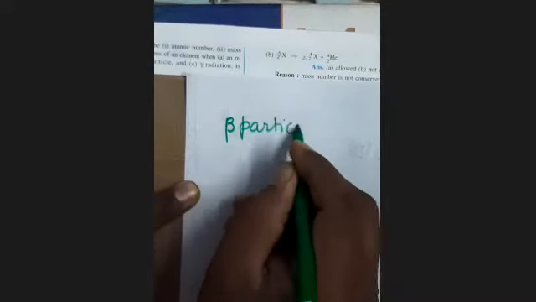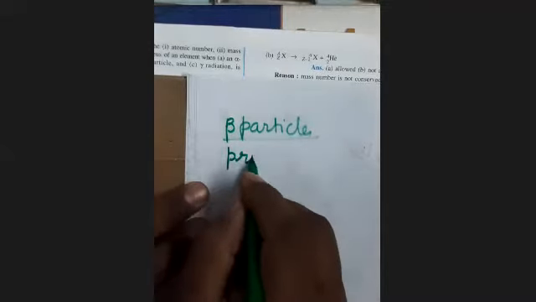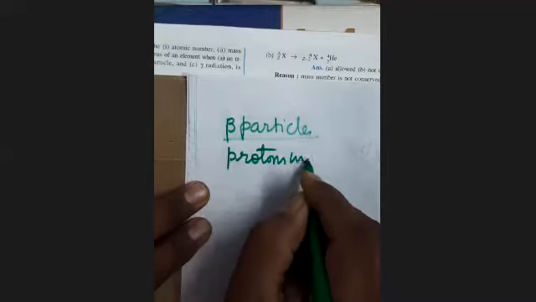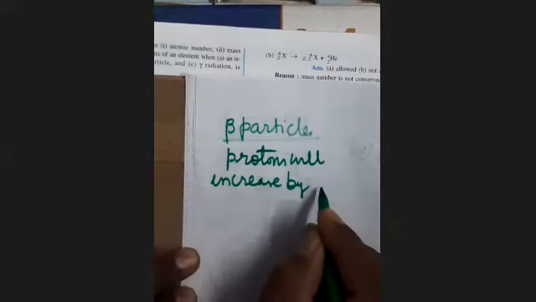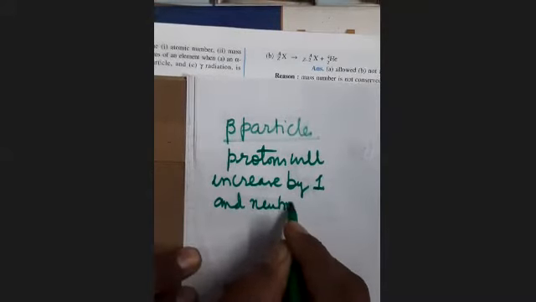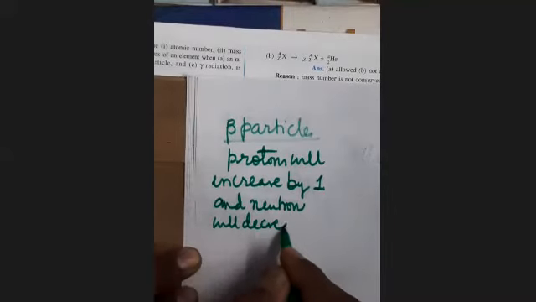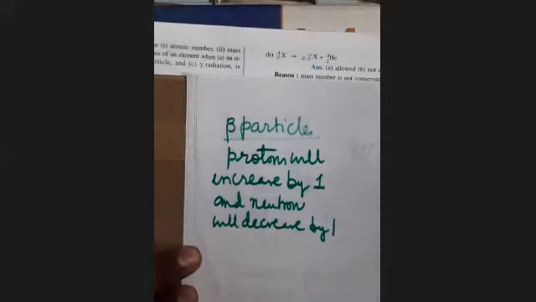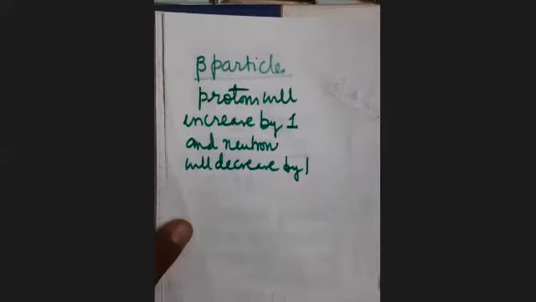When beta particles are emitted, you can see protons will increase by 1 and neutron will decrease by 1. Proton will increase by 1 and neutron will decrease by 1. It's clear that you remember.